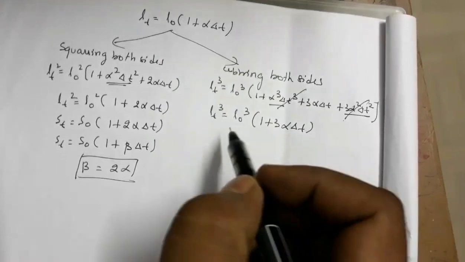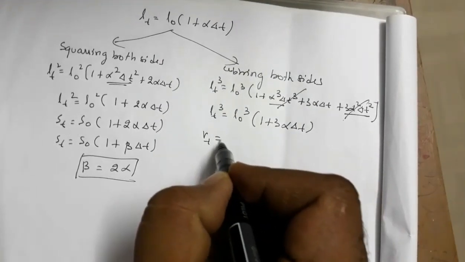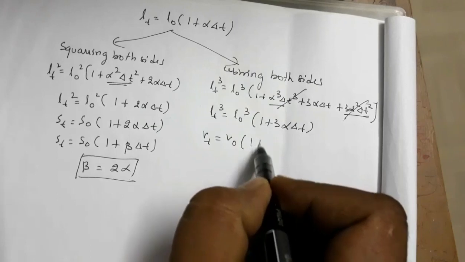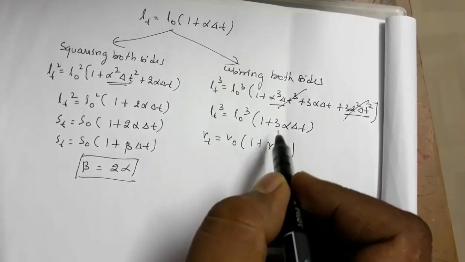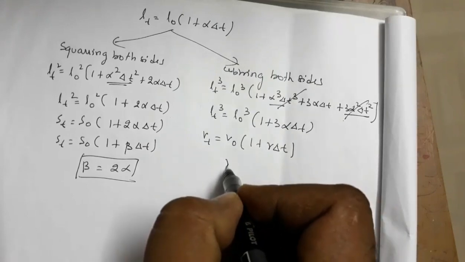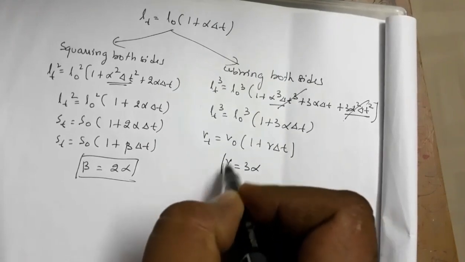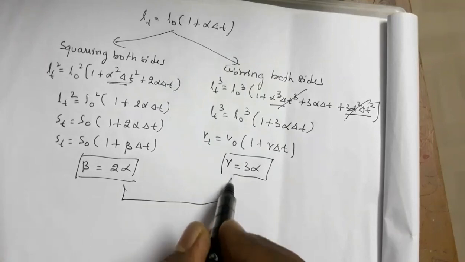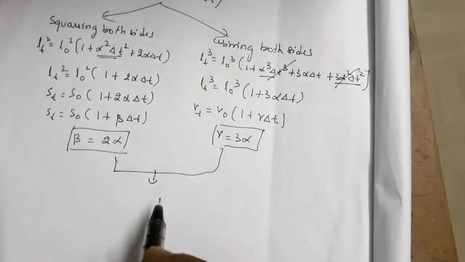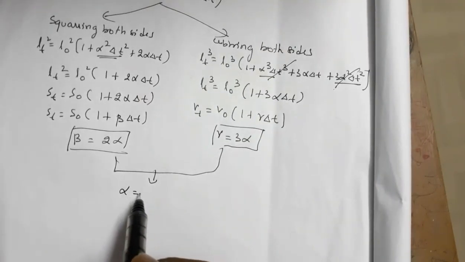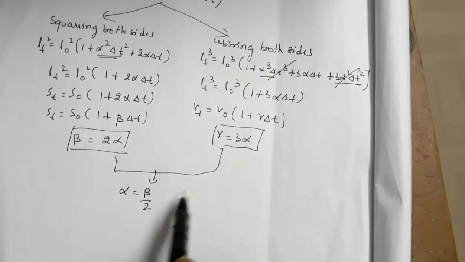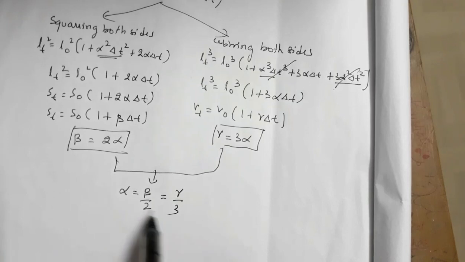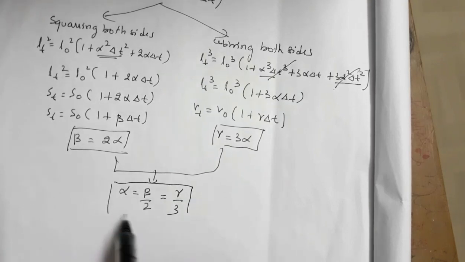Now length cube is equivalent to volume, so Vt is equal to V naught (1 plus gamma delta T). Comparing the coefficients again, gamma is equal to 3 alpha. So the relation between alpha, beta, and gamma is alpha is equal to beta by 2, and alpha is equal to gamma by 3. This is the relation between alpha, beta, and gamma.